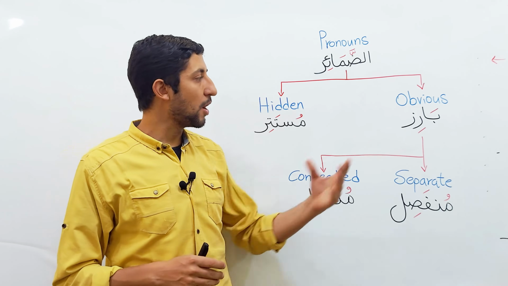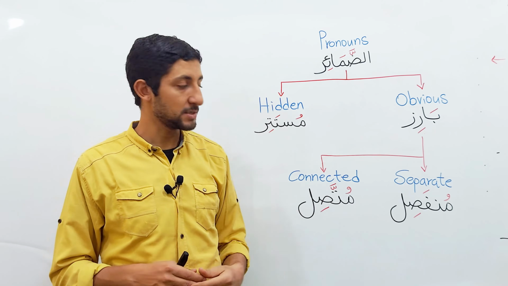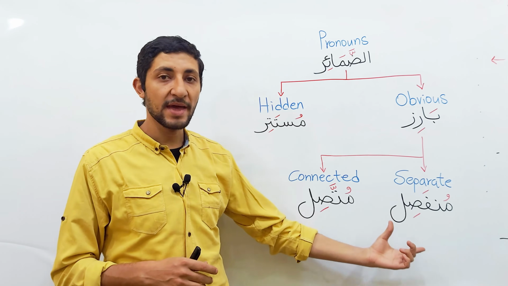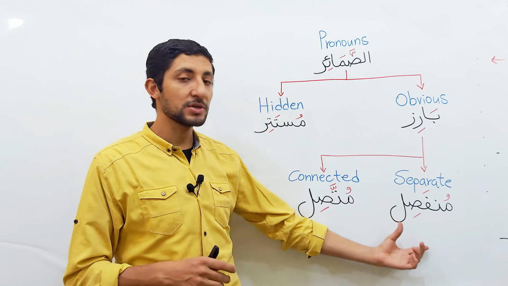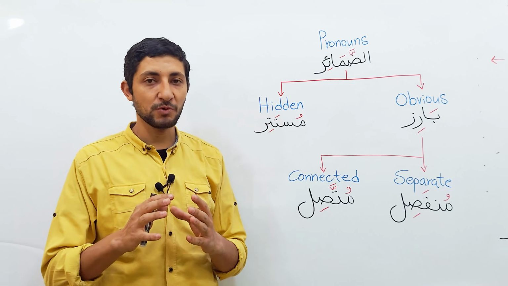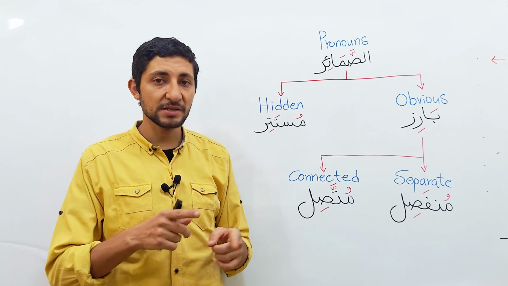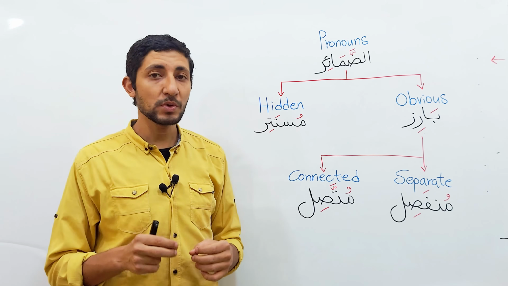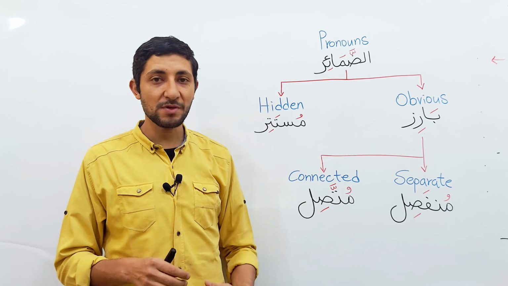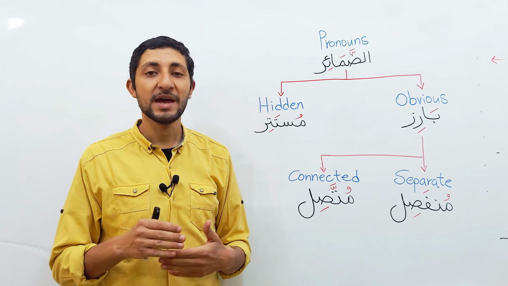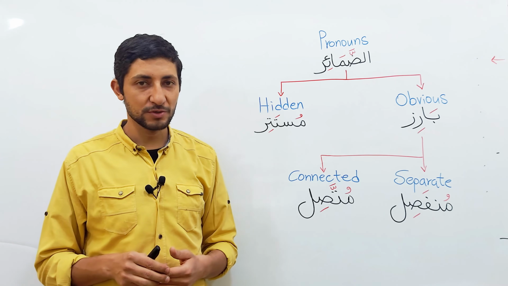And then the obvious type is further classified into two main classes, separate, منفصل, and connected, متصل. منفصل means the pronoun itself is a separate word, while connected shows up as a suffix connected to another word. Today, we will focus on the separate obvious pronouns. Working with them is straightforward and doesn't have any confusion. Let's review all of them first.